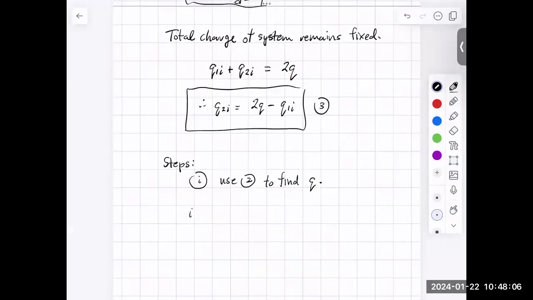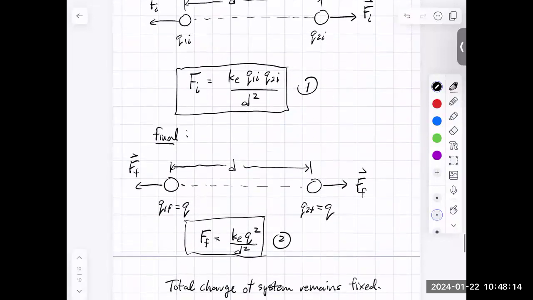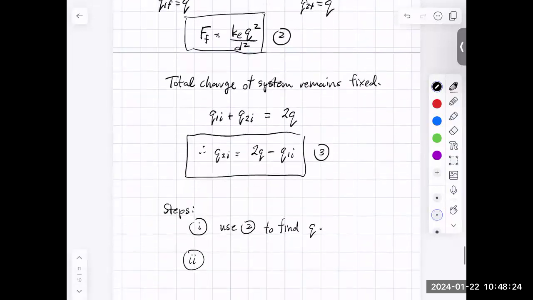Step number 2 is to take equation 3 and sub it into equation 1. The problem with equation 1 is that it has two unknowns, Q1 initial and Q2 initial. So I'm going to use equation 3 to get rid of the unknown Q2 initial. So we're going to sub 3 into 1 to eliminate Q2 initial.